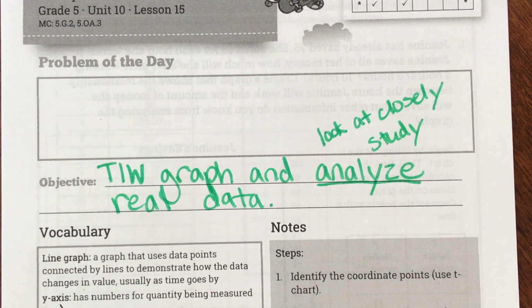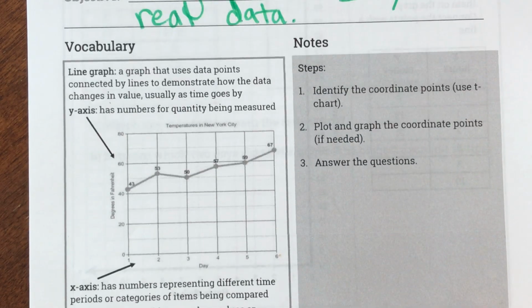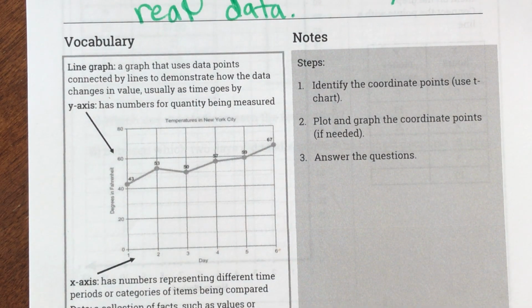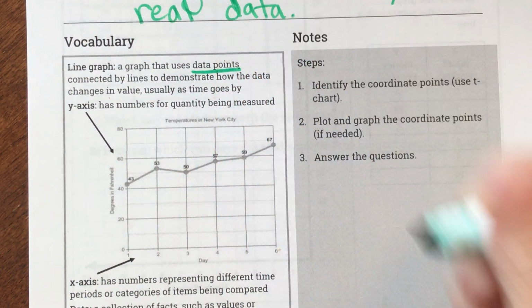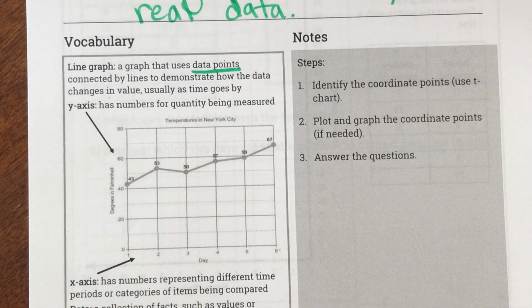Okay, so let's look at our vocabulary since we're moving on to something a little bit new. What I want you to see is our first word is line graph. It's a graph that uses data points connected by lines to demonstrate how the data changes in value, usually as time goes by. So the key word there is those data points. Those data points are what we have been using as kind of like our coordinate points or our ordered pairs.